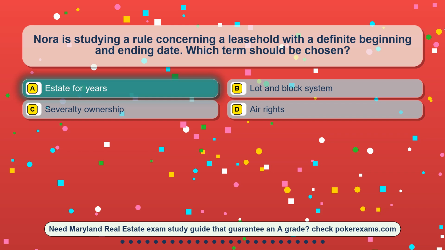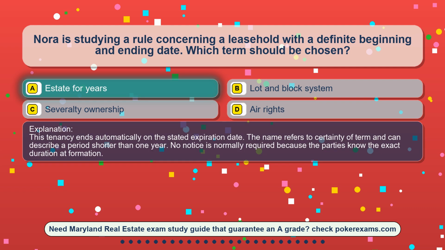The correct answer is option A, estate for years. This tenancy ends automatically on the stated expiration date. The name refers to certainty of term and can describe a period shorter than 1 year. No notice is normally required because the parties know the exact duration at formation.